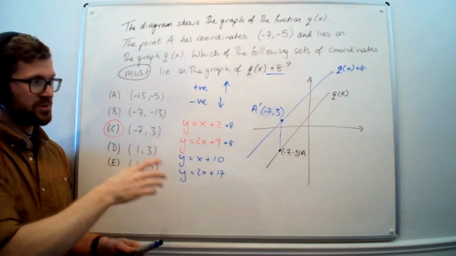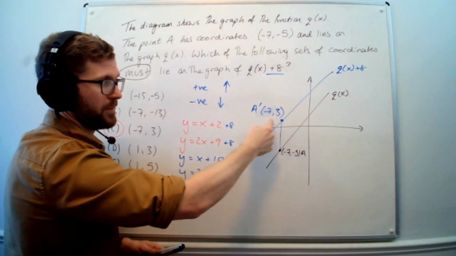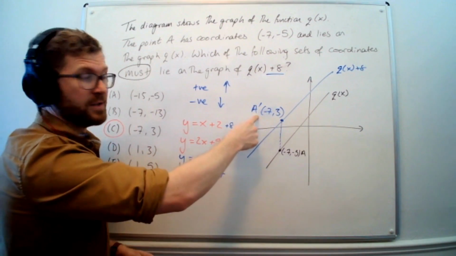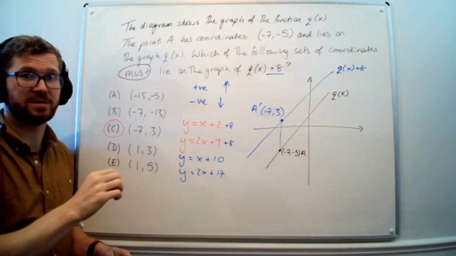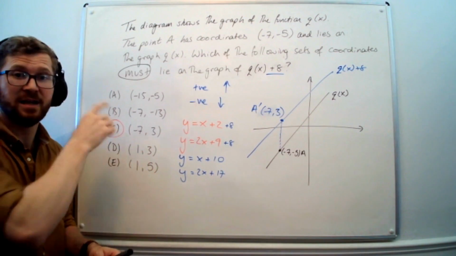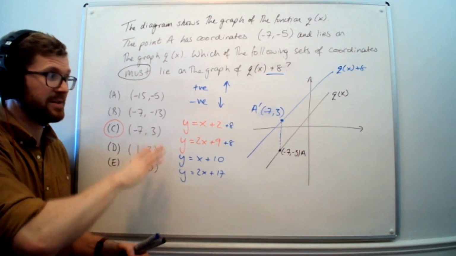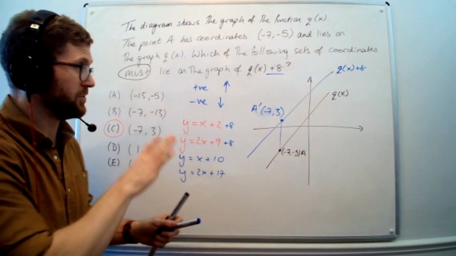All right, so this question was all about taking this point A and raising it up 8 units in the y direction, which means that we know that this point -7, 3 is going to be on the line. It must be on the line of q of x plus 8. And that's why C is the right answer and A is not. So that little bit at the end, extra work, you would not need to do that if you were in the exam, if you were in the GRE.